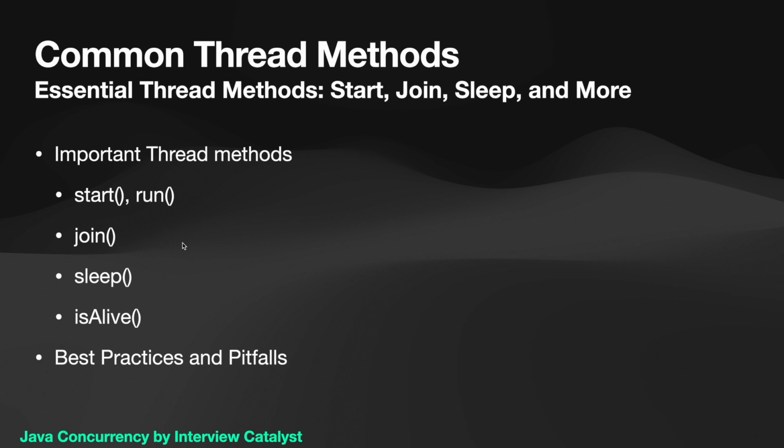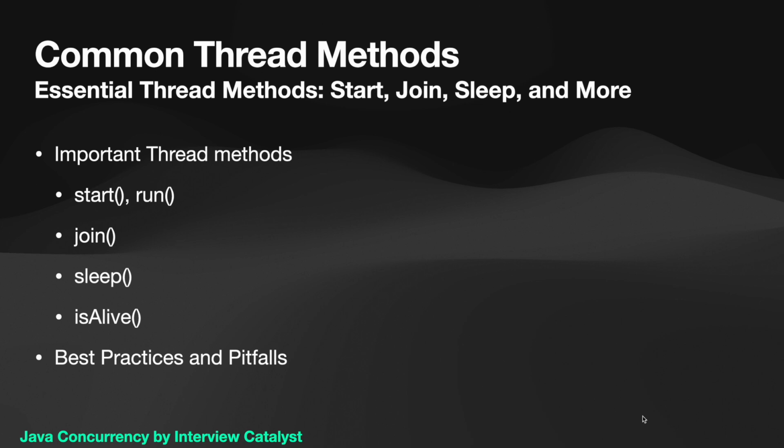Run method. The run method contains the code that will be executed by the thread. However, you don't call the run method directly. Instead, the start method internally invokes run. Always override the run method when you create a thread, either by extending Thread or implementing Runnable.